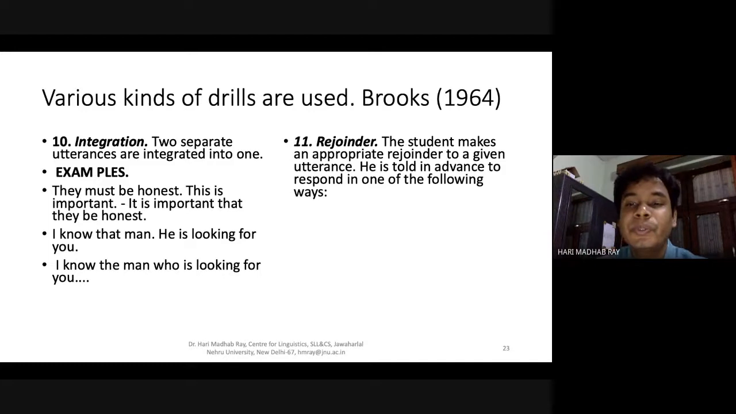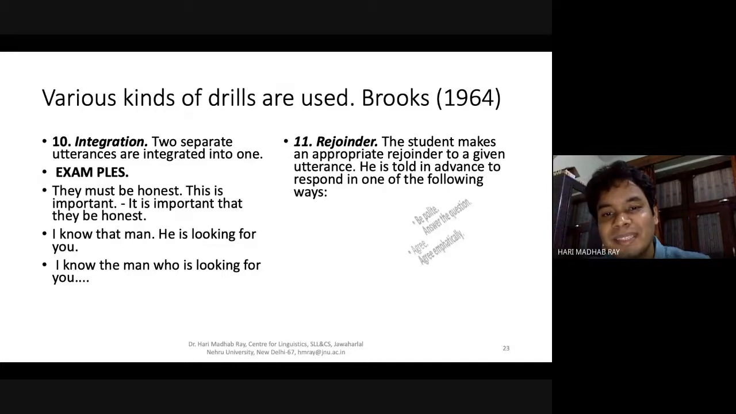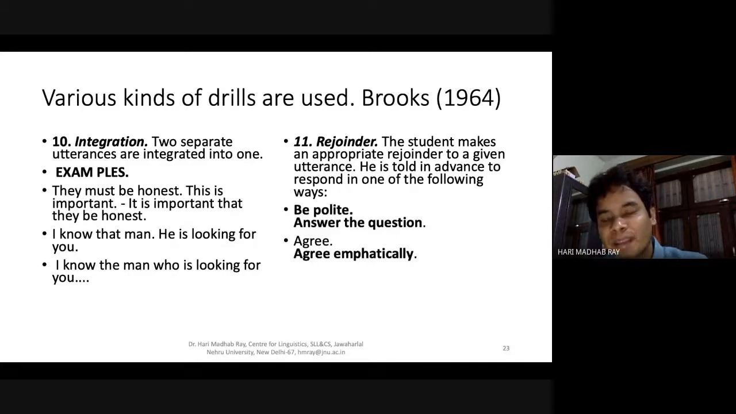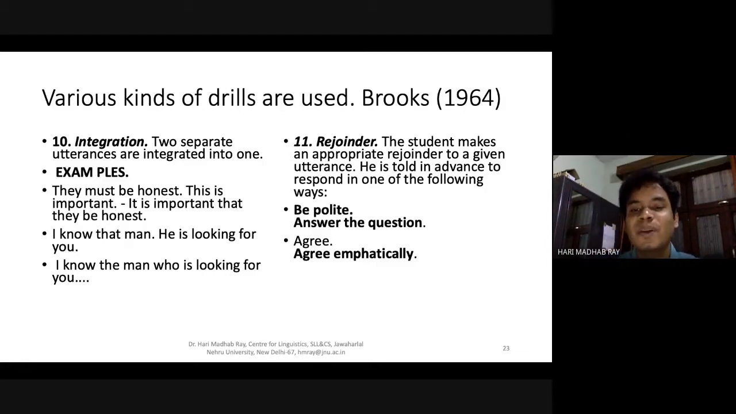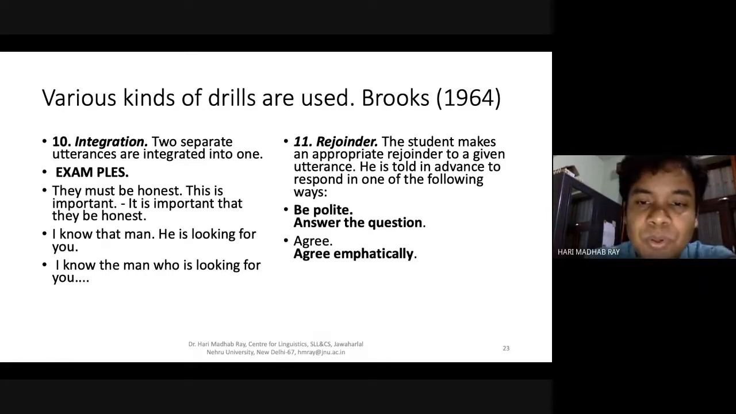He is told in advance to respond in one of the following ways, and this is really interesting, especially in the audiolingual method. Rejoinder is, let's say, especially in the class. So how to answer a question? You have to be polite, and you have to show it with your facial expression also. Agree, let's say something you agree with emphatically, with your facial expression also. You will have to give a demo of that, you see.